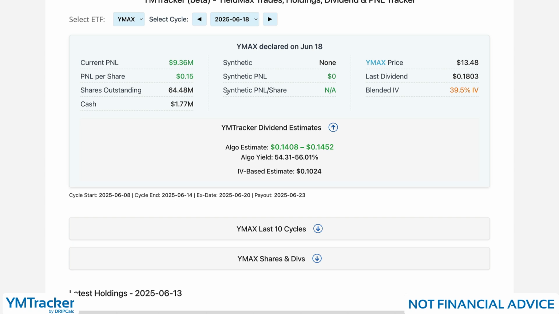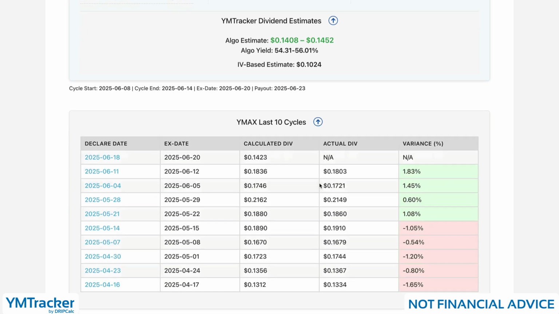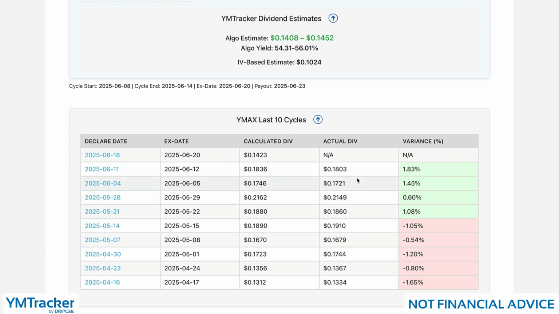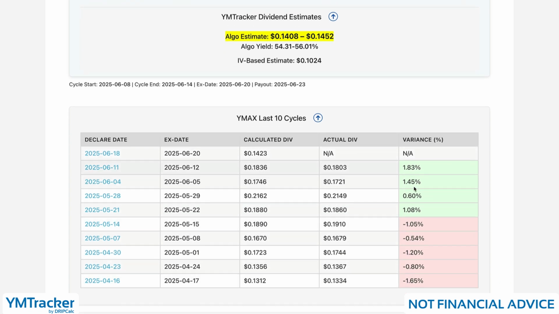And so the dividend estimate is essentially based on the amount they have earned and the shares outstanding. The algo yield is based on the price and the estimated dividend, and the IV based estimate is again based on the blended IV of the fund holdings. Then for YieldMax or YMAX, we have this additional table over here for the last 10 cycles, and I added this to basically see how accurate our algo estimates were. And as you can see, the variance is an average of 1% up or down, so it's very accurate.